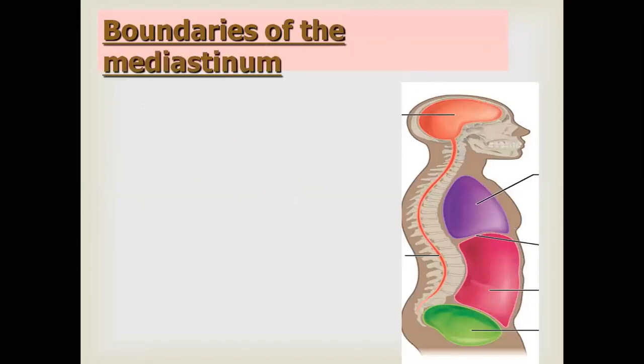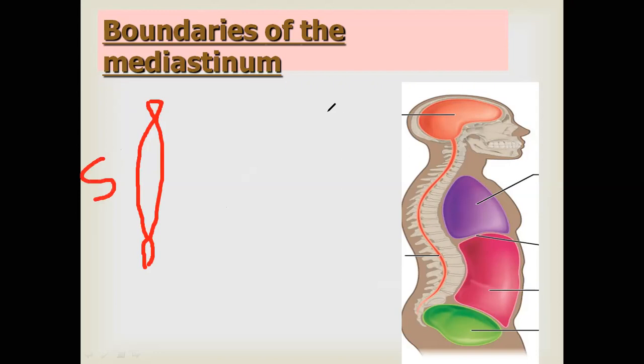Regarding the boundaries of the mediastinum, I wanted to draw it first. Here we have the sternum, the anterior part. This is the manubrium sterni, this is the body of the sternum, and the xiphoid process. This is anterior. This is the sternum.